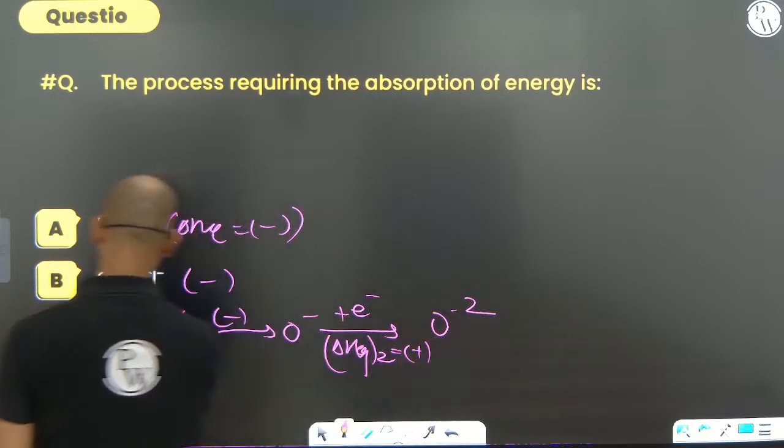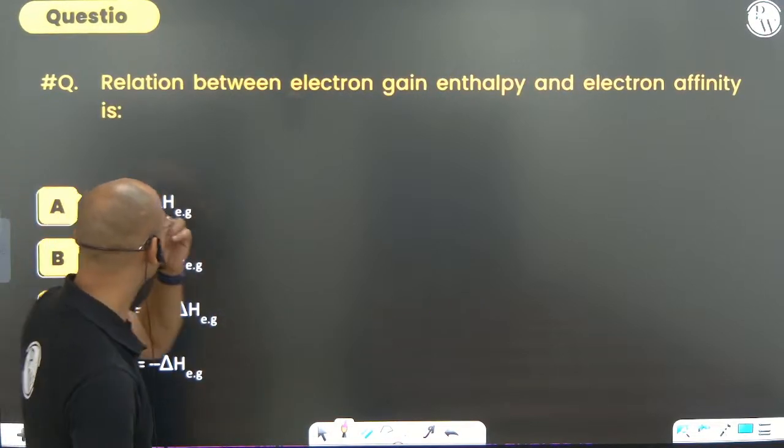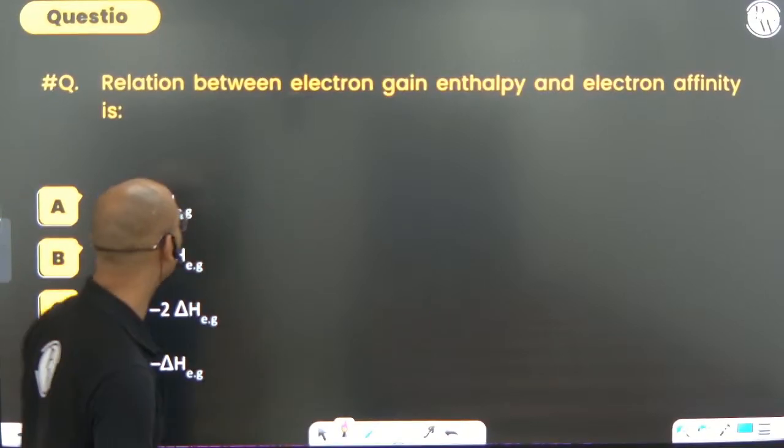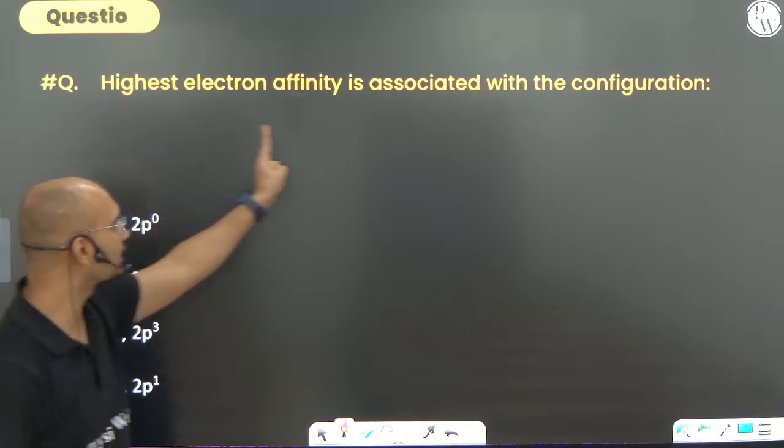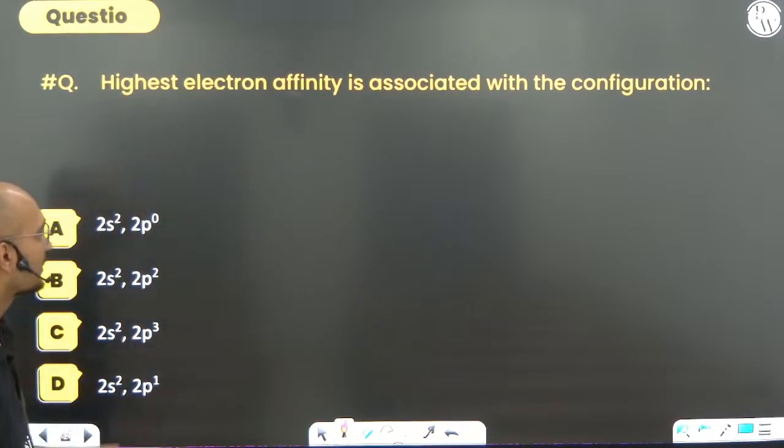So of course option C is going to be the correct one. Next, the relation between the electron gain enthalpy and electron affinity is negative. We have already seen that. Next, highest electron affinity is associated with the configuration.